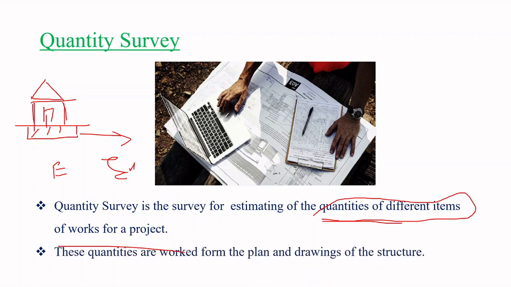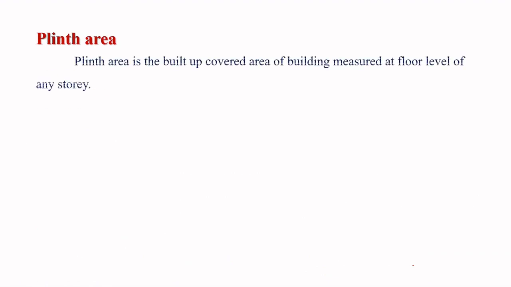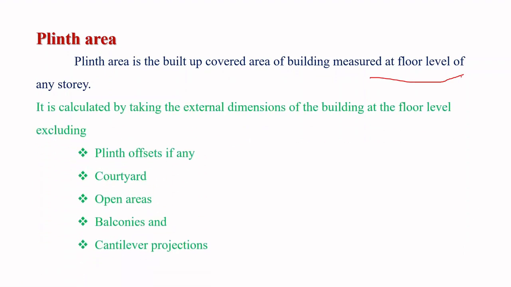So the next one is, these quantities are worked out from the plan and drawing of the structure. Once our plan and drawing of the structures are ready, we can do the quantity survey, right? Next is plinth area. So what is this plinth area? Plinth area is the built up covered area of the building measured at floor level of any story.